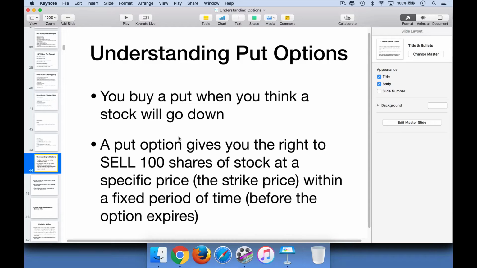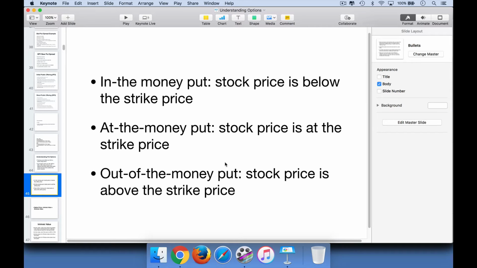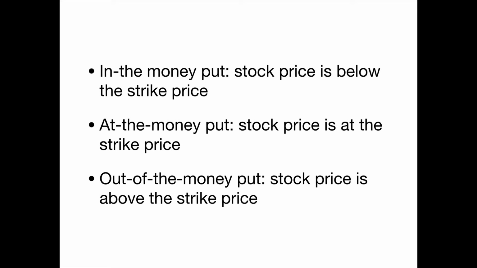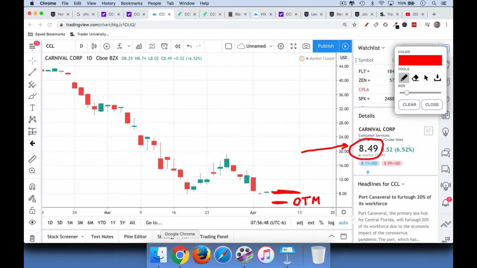And if you want just a quick snapshot of the different meanings of moneyness: in the money put, the stock price is below the strike price. I'm sorry, in the money put, the stock price is below the strike price. At the money put, as we said, the stock price is right at the strike price of the put. And then out of the money put, the stock price is above the strike price. So you can just pause that if you want and write that stuff down. It's not as necessary here because I'm going to give you sort of a visual demonstration.